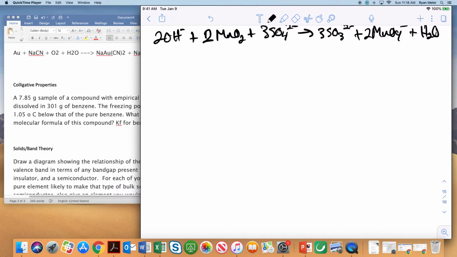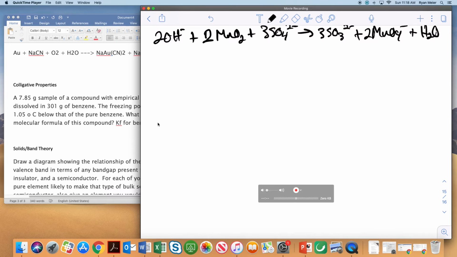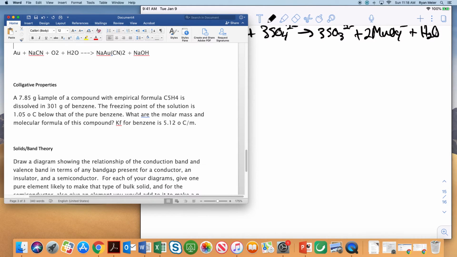So here we're going to look first at colligative properties. For colligative properties, this example is going to involve freezing point depression. We have a 7.85 gram sample of a compound with an empirical formula of C5H4 that's dissolved in benzene. We're told the freezing point of the solution is 1.05 degrees Celsius below that of normal pure benzene. And it asks what are the molar mass and the molecular formula for this compound if the Kf for benzene is 5.12 degrees Celsius per mole.